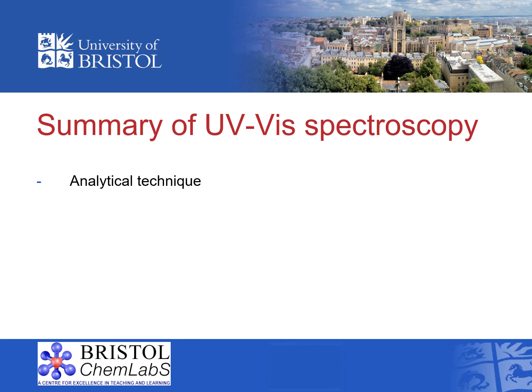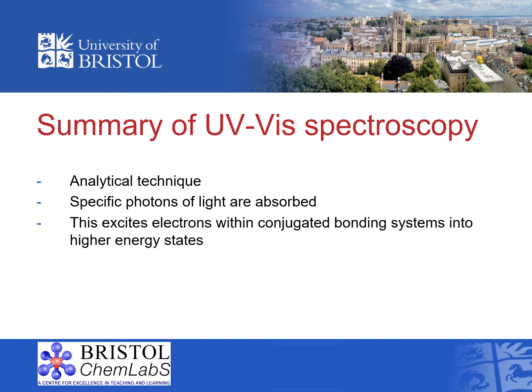So in summary, UV-Vis spectroscopy is an analytical technique that utilizes the absorption of a UV-Vis wavelength photon within a molecule to study a sample. The absorption of these photons excites an electron within the molecule that is part of a conjugated system, meaning that this wavelength of light is not transmitted through the sample.